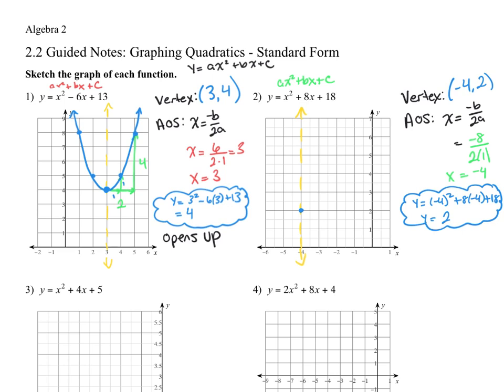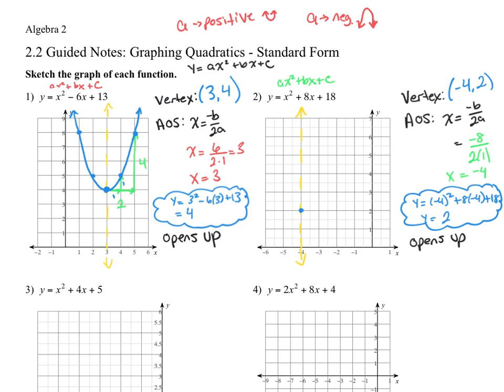Now make another note. Notice how the a value is positive. So this opens up. And let's write that at the top of our paper. So if a is positive, it opens up like that. If a is negative, it opens down. It's U-shaped down. Okay? So it kind of gives you an idea of what it's supposed to look like.